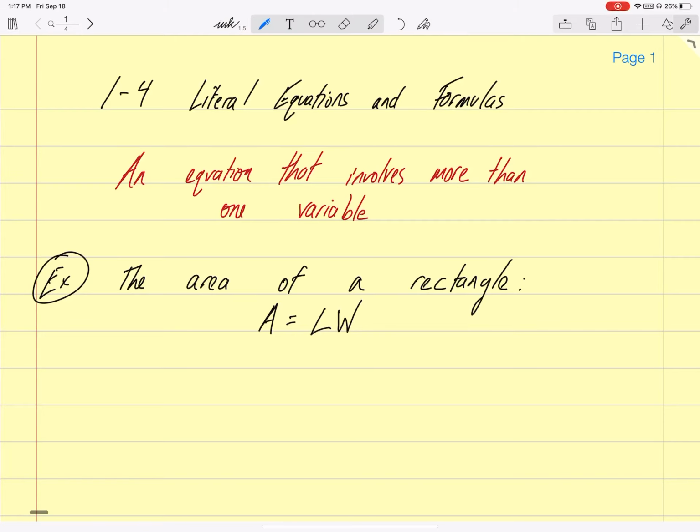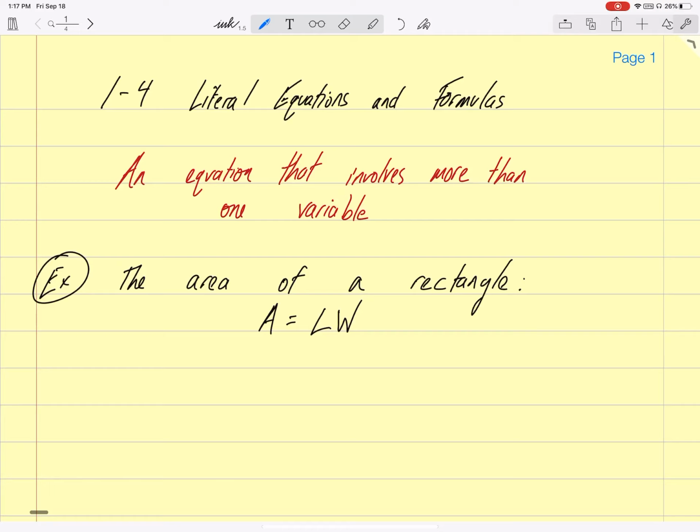So a literal equation is just an equation that involves more than one variable. So we're going to treat these just like we did in the previous week. We're just solving equations, but instead of numbers, we won't get a specific number out of an equation, we'll get a formula. So let's look at the first example.